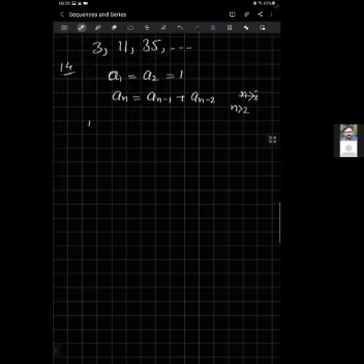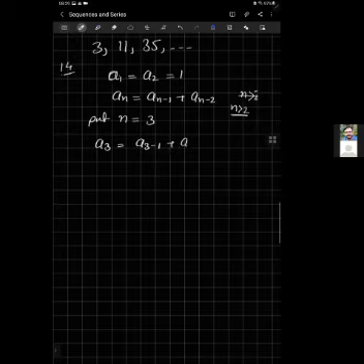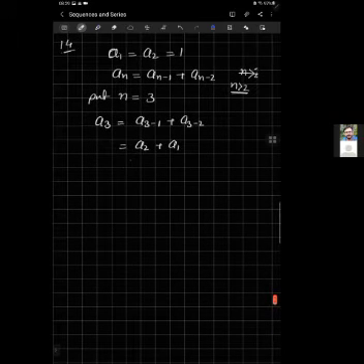So put n is equal to 3. We need to put n greater than 2, so I am putting 3. a3 is equal to a(3 minus 1) plus a(3 minus 2), that is a2 plus a1. The value of a2 is 1 and a1 is also 1. So a3 is coming 2.